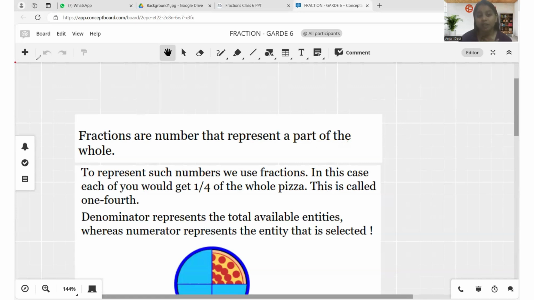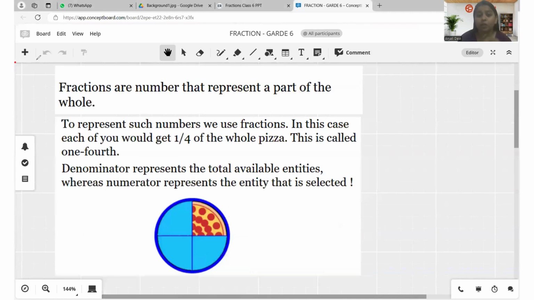In this pizza, if I ask you how many equal slices is this pizza divided into? Correct. It's divided into four equal parts. You're absolutely right. Very good. Now, if I ask you how much pizza is available out of the four divisions? Correct. Only one slice is remaining out of the four. Hence, the representation of this whole, which is four, is going to be one, which is only a part of the whole.